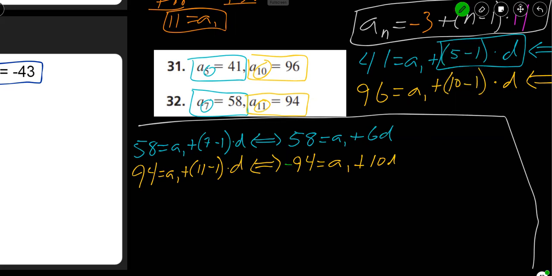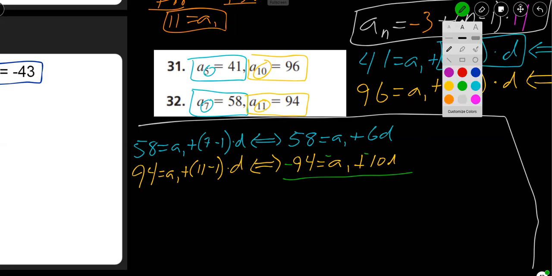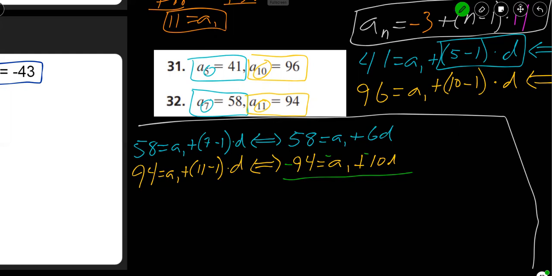I'm going to subtract on both sides. So I'm going to subtract the bottom equation from the top equation. So both sides of the bottom equation have a negative sign attached to them, and then I just treat it like a subtraction problem or addition of negatives. So 58 minus 94, that's going to give me negative 36. Is that correct? 94 minus 50 would be 44, 44 minus 8 would be 36, yeah.